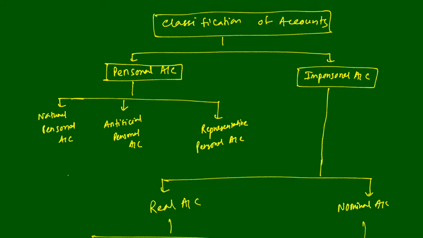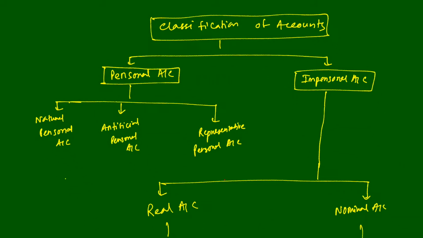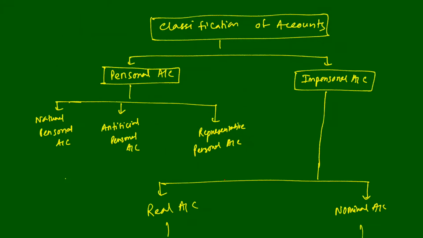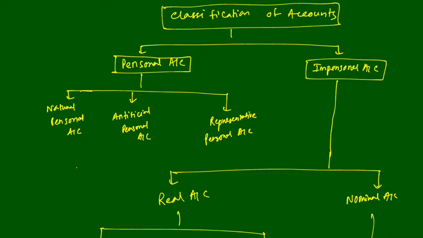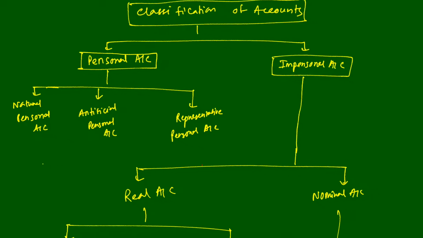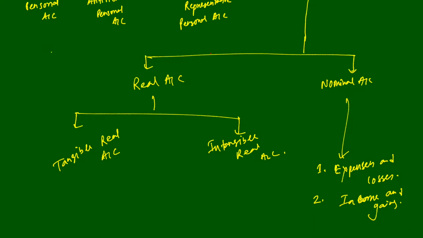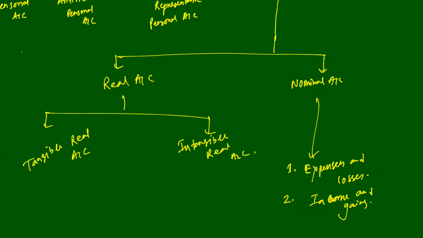So I repeat my topic. First of all is classification of accounts. Remember, we are in classification of accounts and rules of debit and credit on the traditional, that is English, rules of debit and credit method. In this method there are three parts: personal, real and nominal. Under classification of accounts, personal accounts have three parts: natural personal account, artificial personal account and representative personal account. And impersonal account has two parts: real account and nominal account. Under real account there are two parts: tangible real account and intangible real account. And nominal account has two parts: expenses and losses, income and gains.